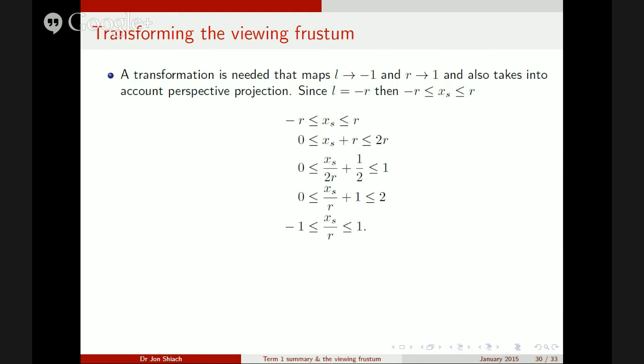We also need to combine this with perspective projection. So if you remember, perspective projection for the X screen space coordinate is simply n divided by z times x. So instead of XS, I just substitute this in. Okay, this is my mapping. And you could do the same for the Y direction, Y just in terms of T and B. Pretty much the same thing.